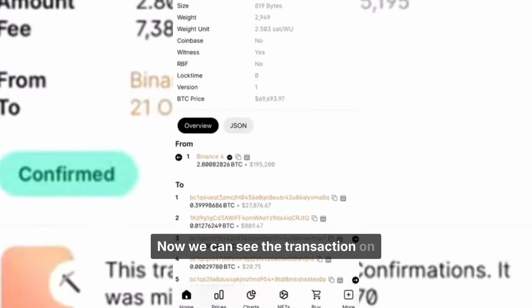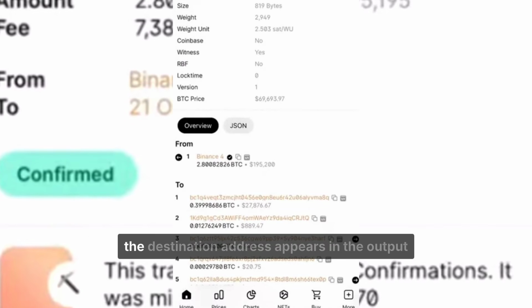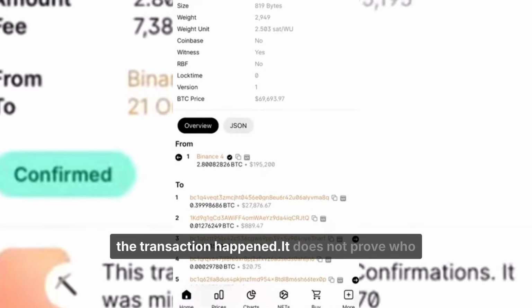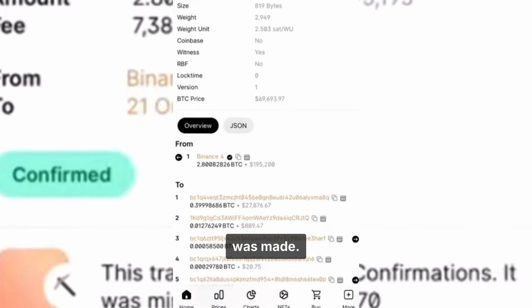Now we can see the transaction on the public blockchain. The transaction is confirmed, and the destination address appears in the output list. Notice the important difference. The blockchain proves that the transaction happened. It does not prove who owns every address or why the transfer was made.